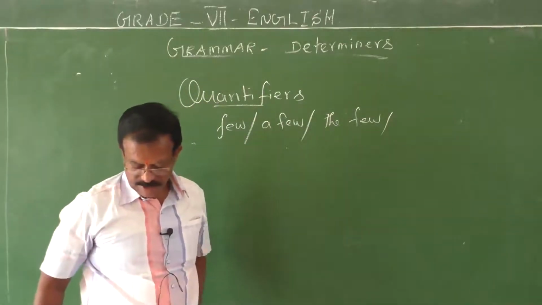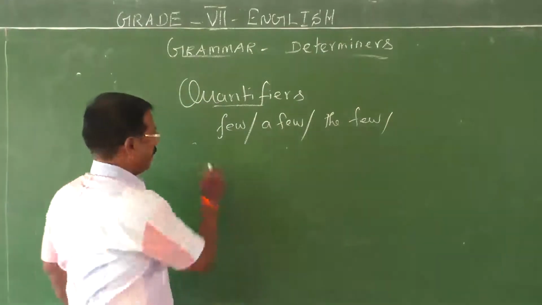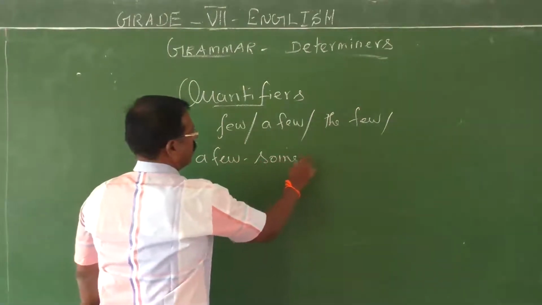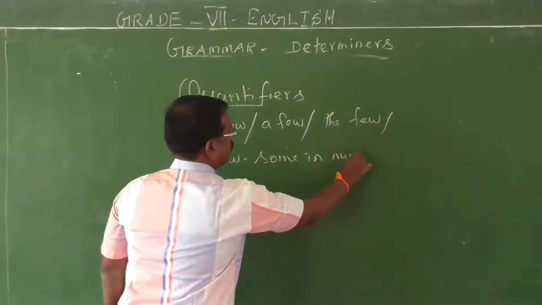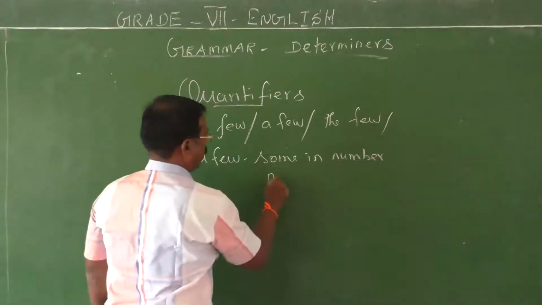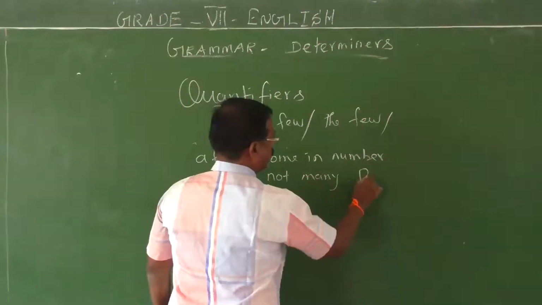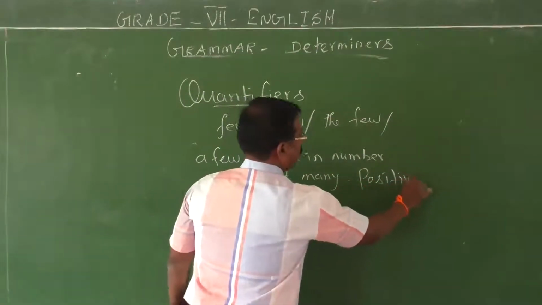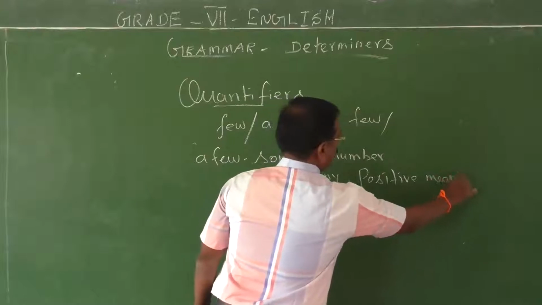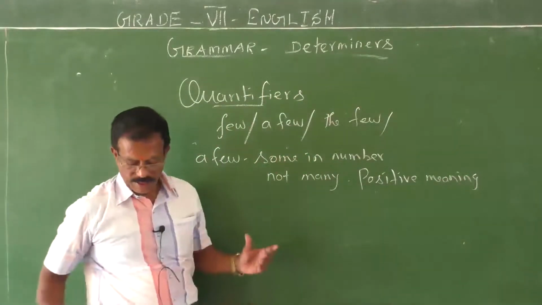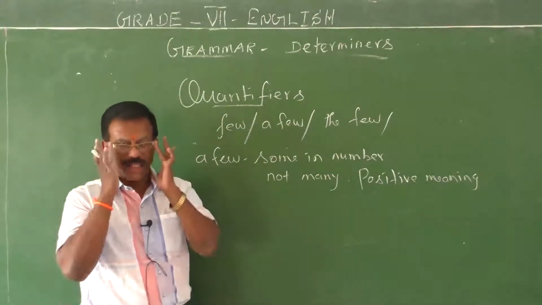A few means some in number, but not many. They give positive meaning. Okay. So let me give one suitable example.